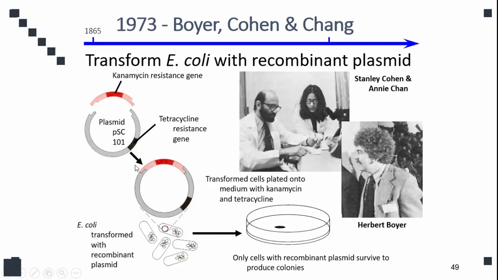Because this plasmid has a kanamycin resistance gene, when they put the cells in culture and applied kanamycin, the cells that were able to pick up the DNA survived, because the gene was expressed within the bacterial cell that picked it up, and it conferred resistance to kanamycin.